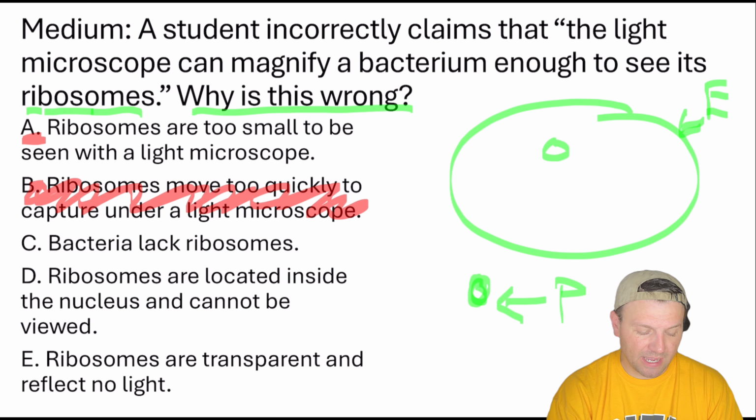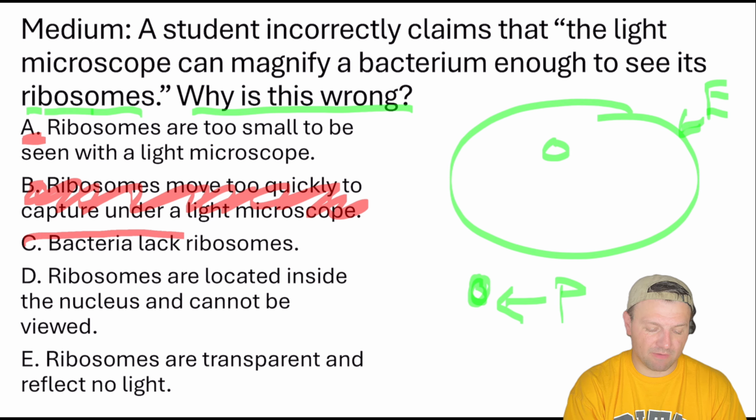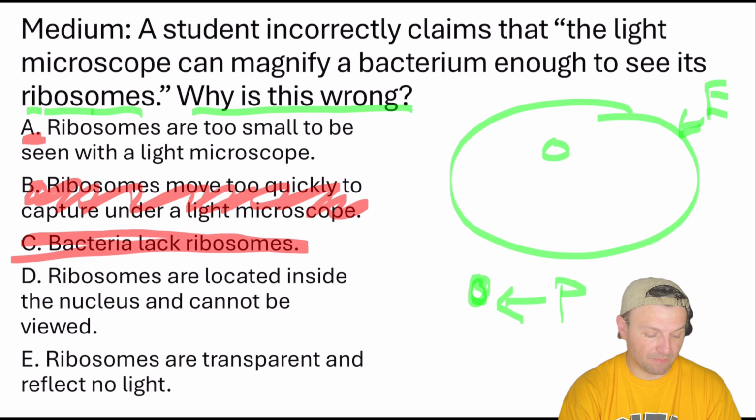C, bacteria lack ribosomes. We know that's 100% wrong because all cells have to have ribosomes. So that's just factually wrong. So I'm scratching that one out. D, ribosomes are located in the nucleus. That doesn't sound right and cannot be viewed. No, ribosomes aren't in the nucleus.